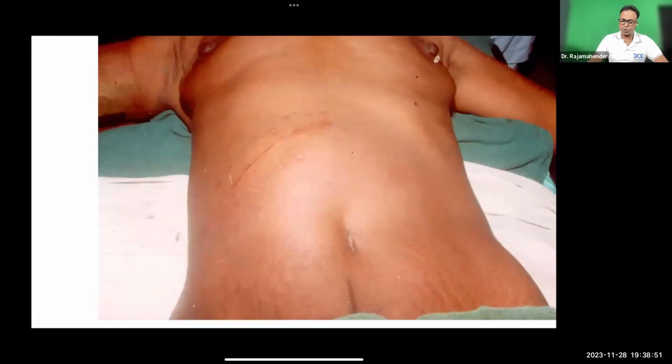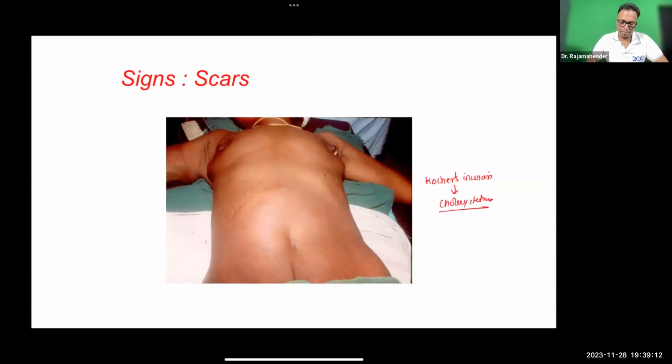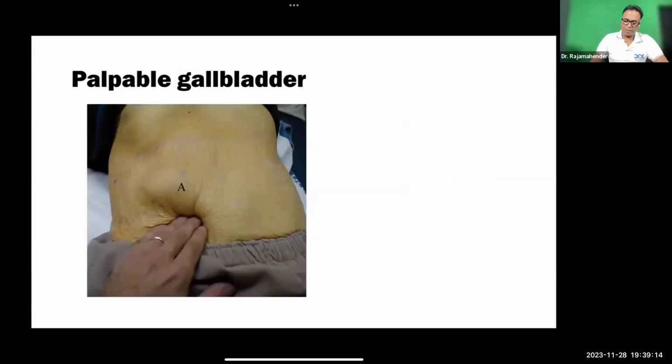What is the name of the scar shown here? The scar shown here is a cholecystectomy scar known as Kocher's incision. This is a Kocher's incision, which is a cholecystectomy incision. When you do a gallbladder surgery, this incision will be there. And if this incision is there and the patient is having obstructive jaundice, classically the patient had a bile duct injury.